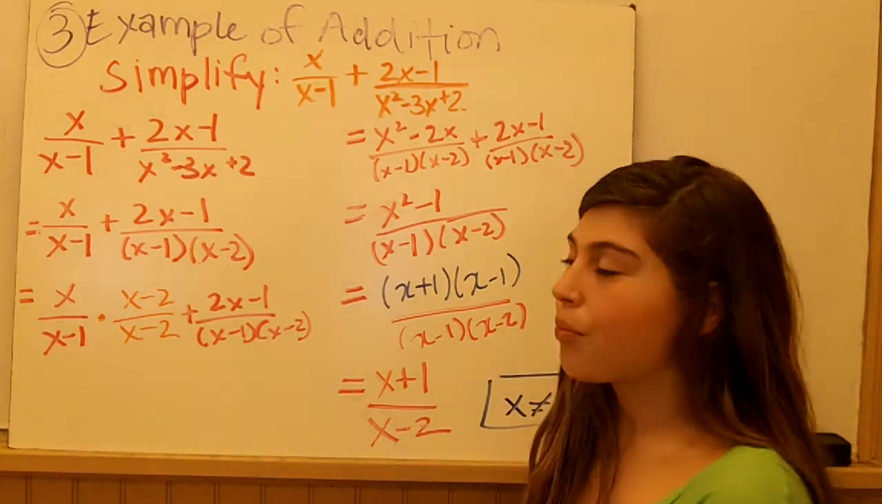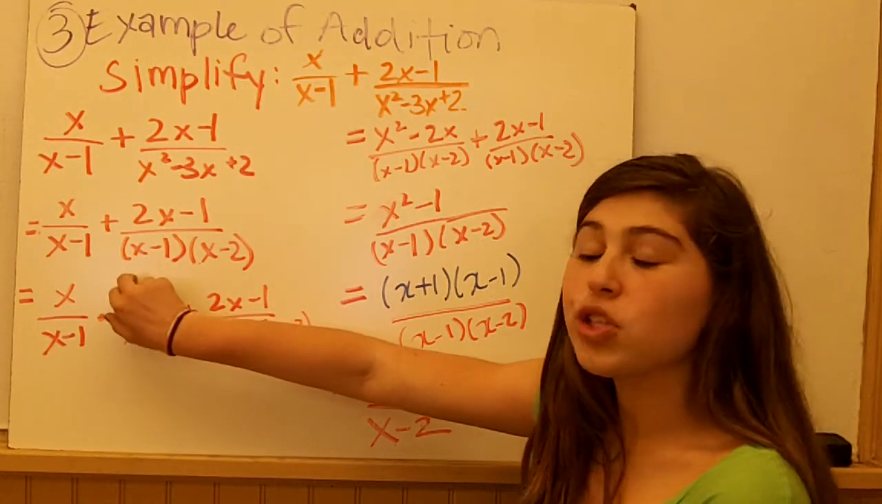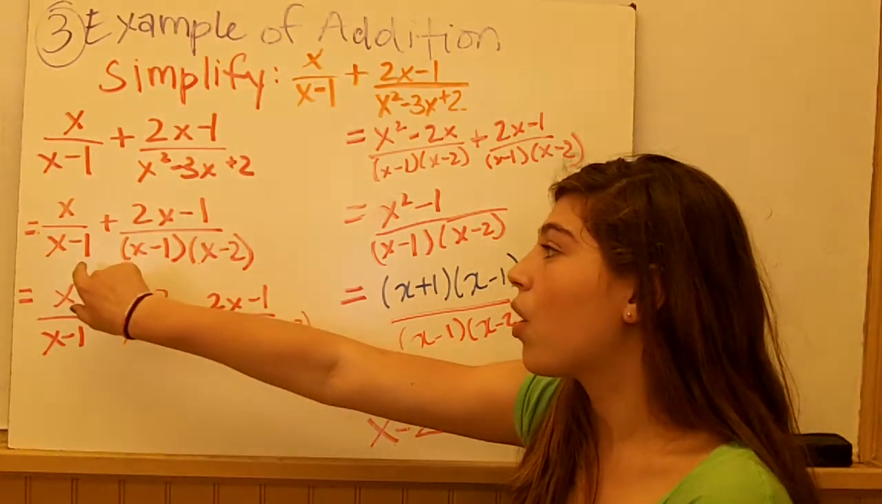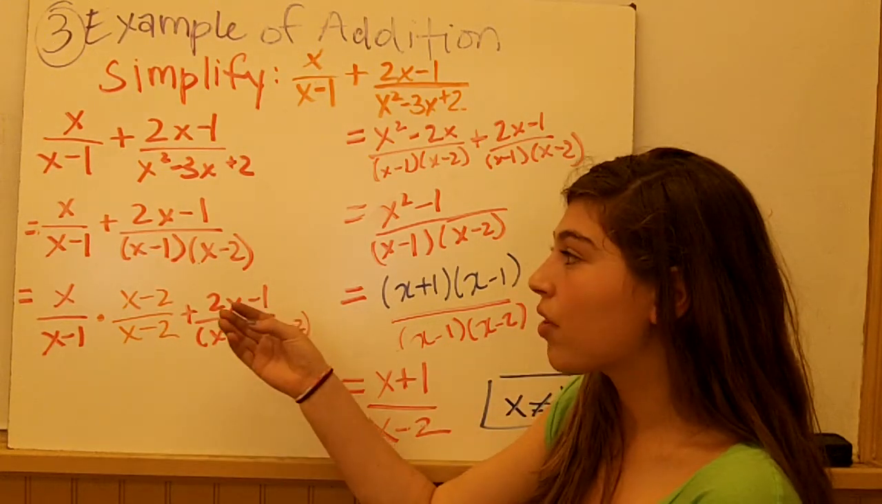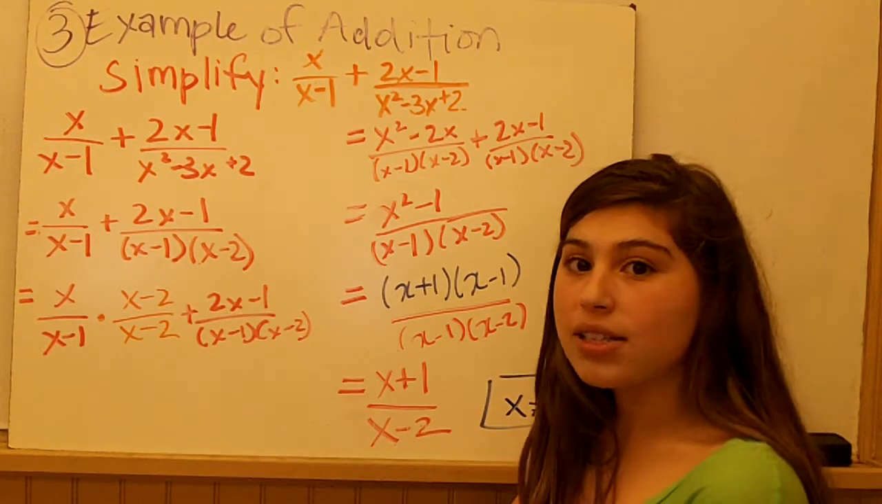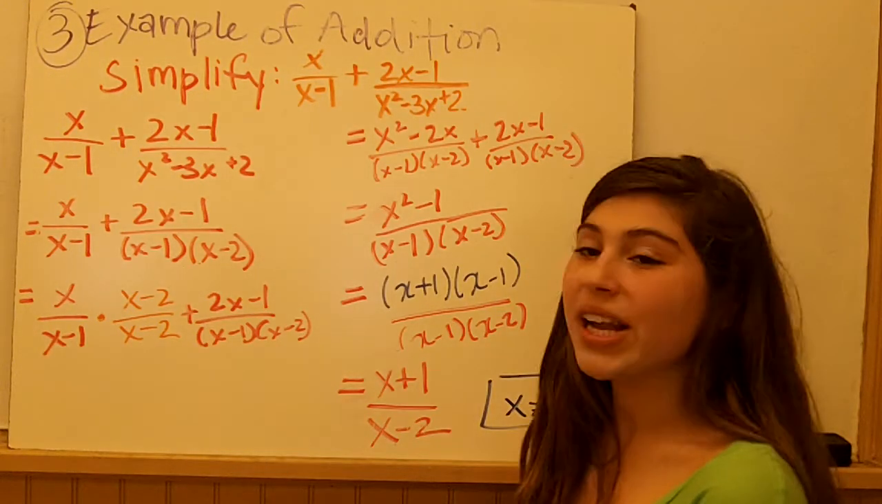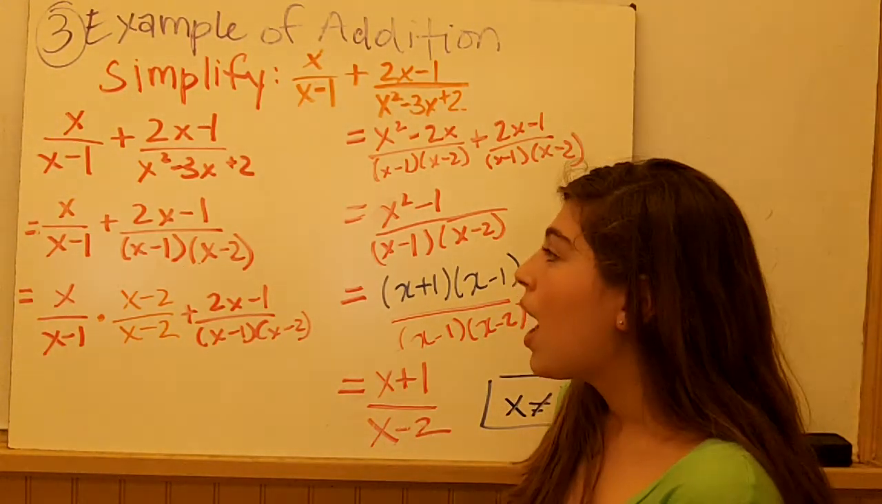When finding the LCM, we know we multiply these together, but we don't repeat a factor. So x minus 1 isn't repeated, it's only written once, and since it's only raised to the first power, the LCM is x minus 1 times x minus 2.